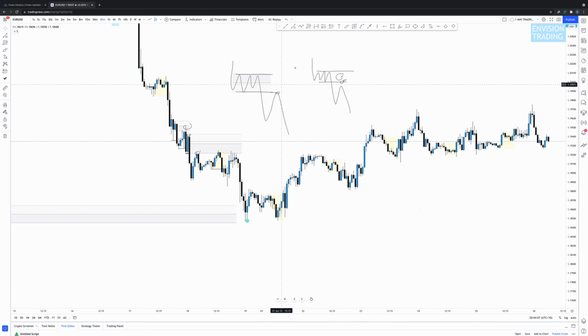As long as it taps into this and doesn't break the high, because then you have to change the trend and you can go long. See how down here this is tapped the open, rejected, tapped in again, rejected, tapped in again.